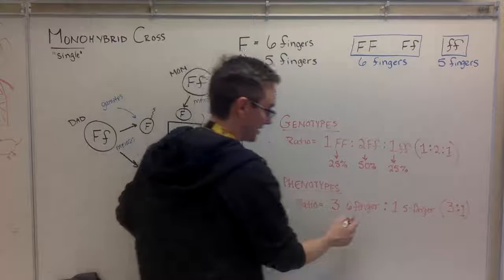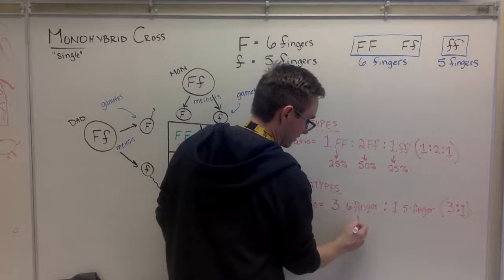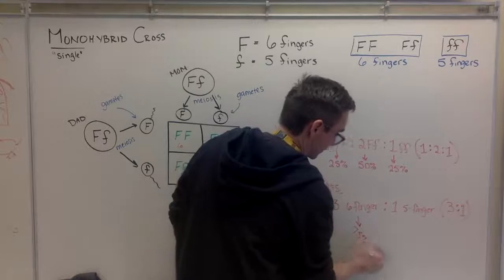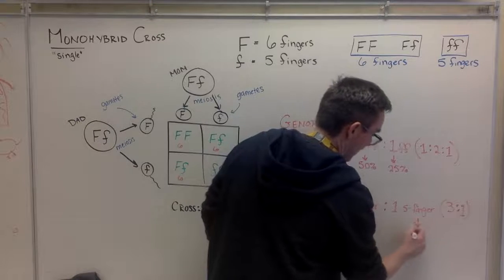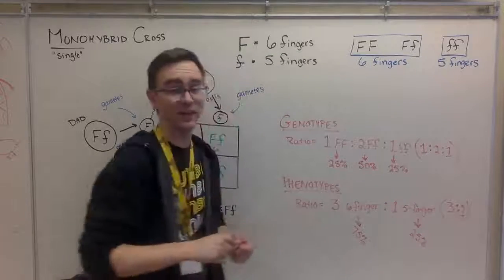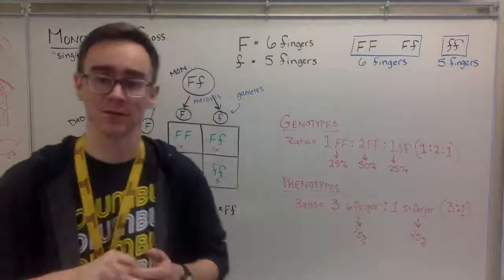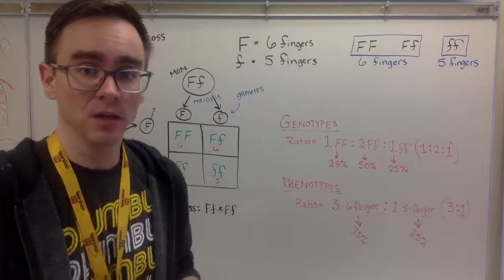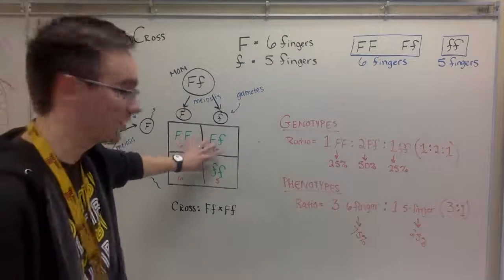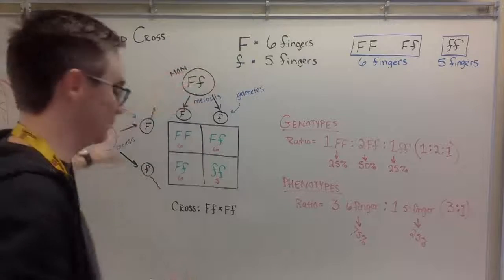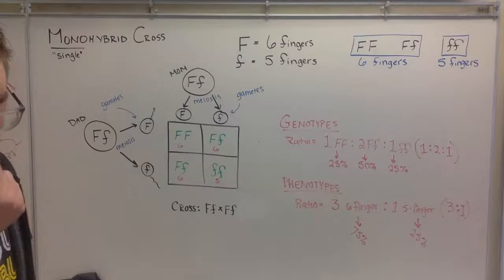Or I could say that there is a 75% chance that these two individuals' kid is going to have 6 fingers. There's a 25% chance they are going to have 5 fingers. Now, they could have 10 kids and all of them have 5 fingers. That's the difference between probability and what actually happens. The purpose of a Punnett square, this is a Punnett square, is to just tell me the odds, given the different genotypes from the parents there.